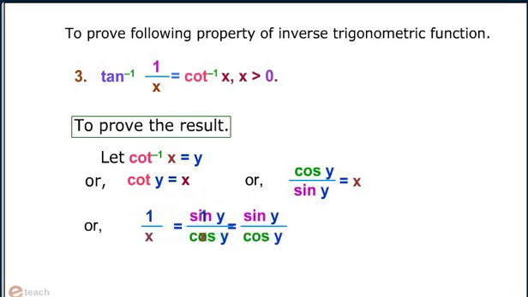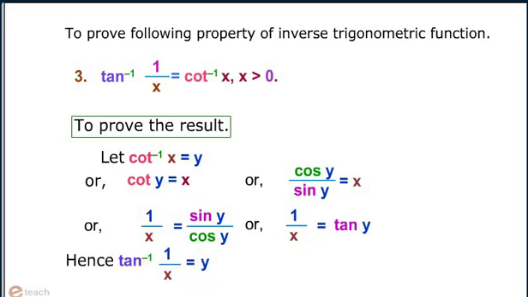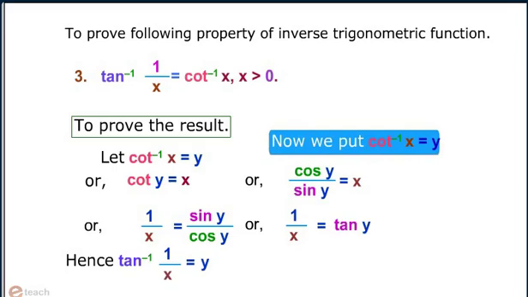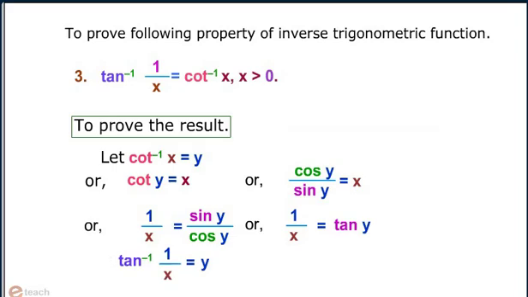This implies 1 by x equals sin y divided by cos y. We know that sin y divided by cos y equals tan y. Therefore, 1 by x equals tan y. This implies y is equal to tan inverse 1 by x. Now, we put cot inverse x in place of y. Hence, tan inverse 1 by x equals cot inverse x.